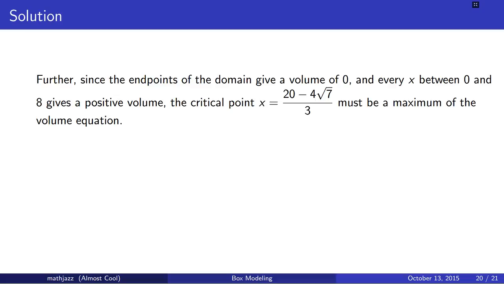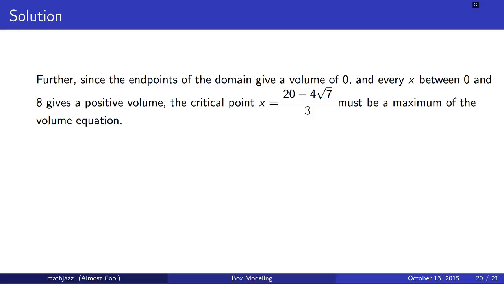Further, the endpoints of the domain give a volume of 0, so if we extend the domain to include 0 and 8, we get boxes of volume 0 because they are, respectively, a height of 0, so the volume is 0, and we have a width of 0, so the volume is 0. So, on the closed domain from 0 to 8, there is one critical point at x equals 20 minus 4 times the square root of 7 over 3.